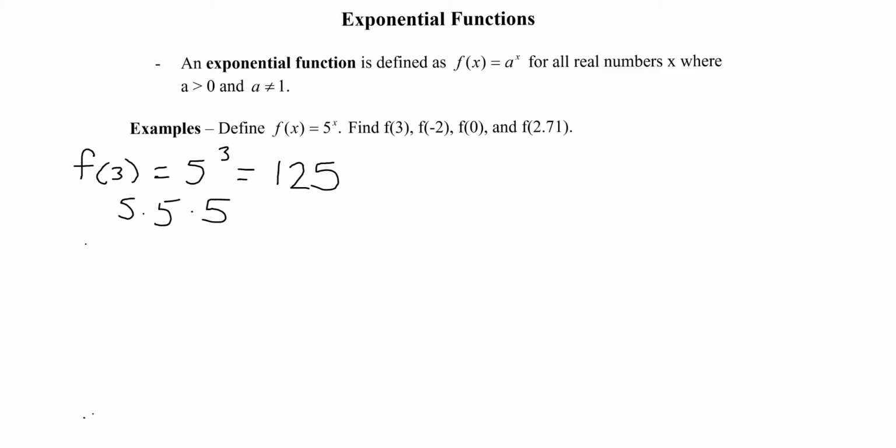Next, we have f of negative 2. So that's going to be 5 to the negative second power. If you recall, when we have a negative exponent, we want to flip it to make the exponent positive. So we will have 1 over 5 to the second power. And then we just evaluate it. Our final answer will be 1 over 25.